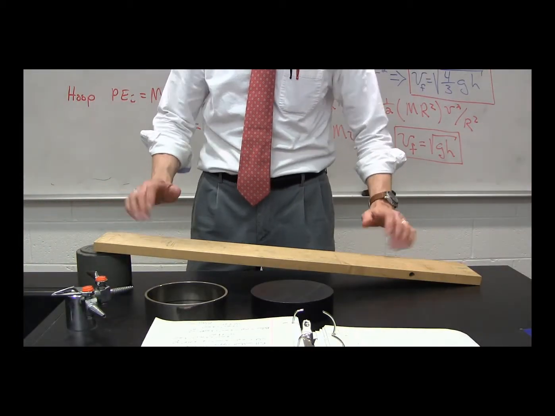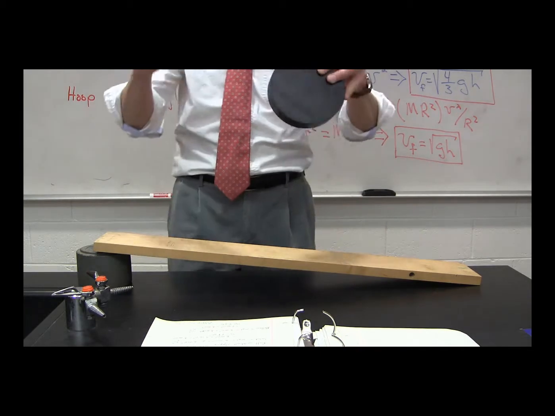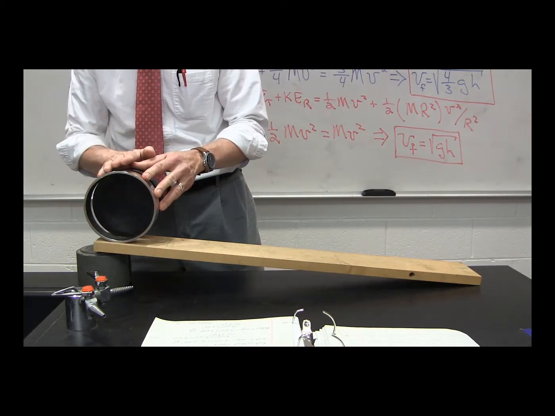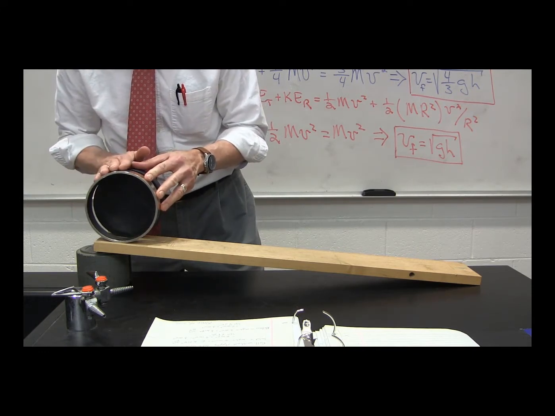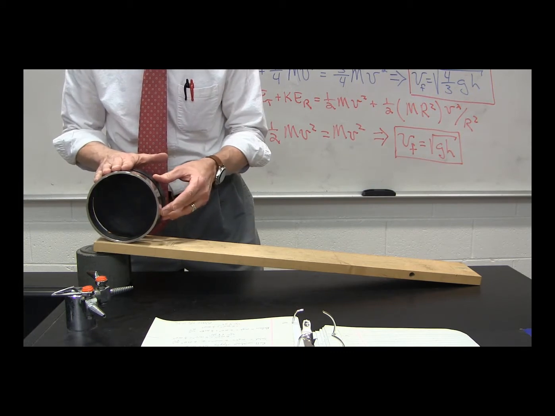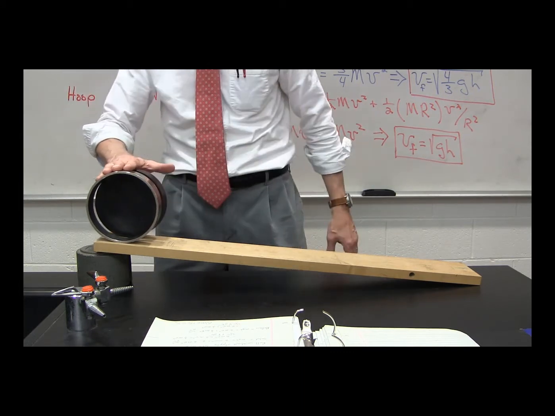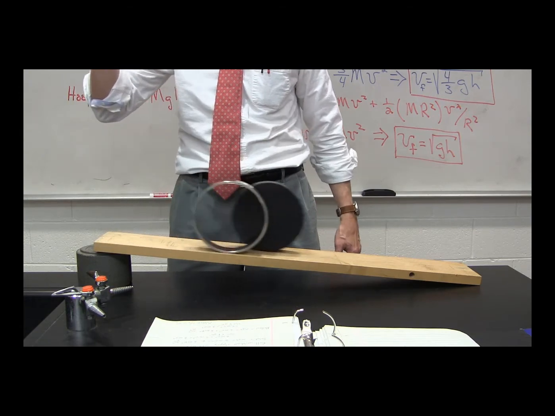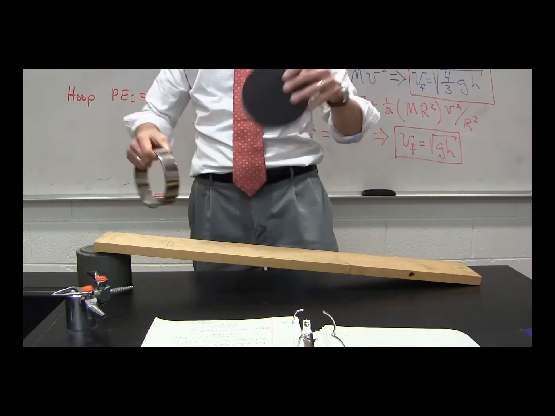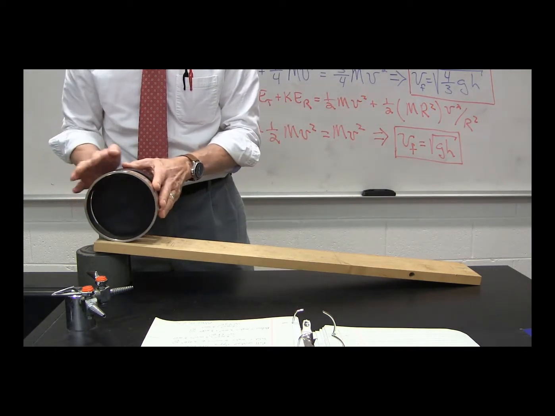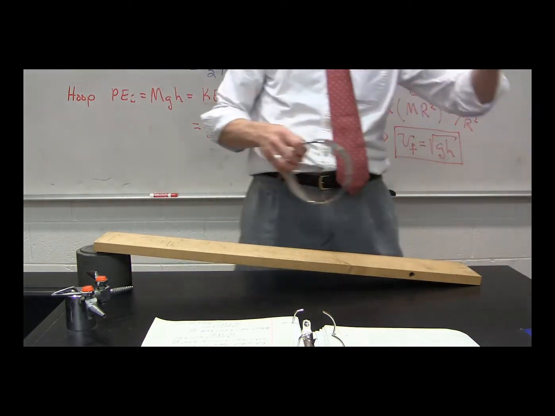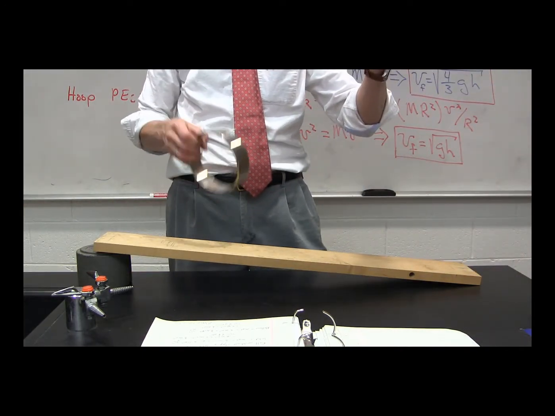Okay, here we go. Here's our incline. Here's the hoop. Here's the disk, hoop and disk. I'm going to start these up at the top. I'm going to release these at the same time, trying to make sure they're going straight down the incline. And let's see which one gets to the bottom first. Here we go. And obviously the disk got there first. Let's try it one more time. There we go. The disk definitely got to the bottom first.